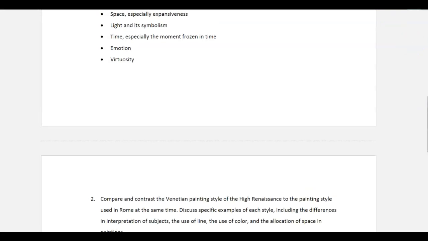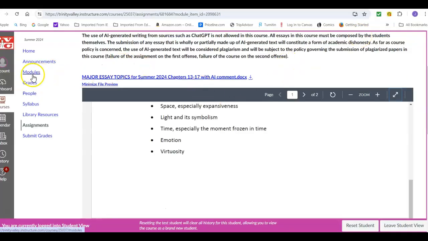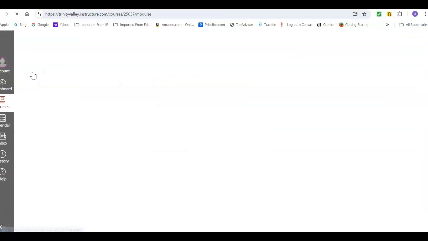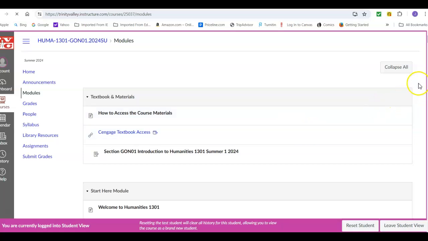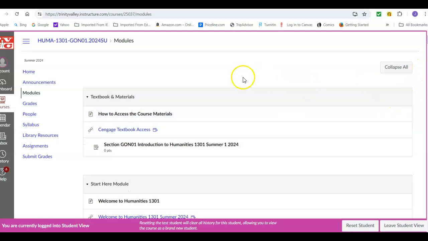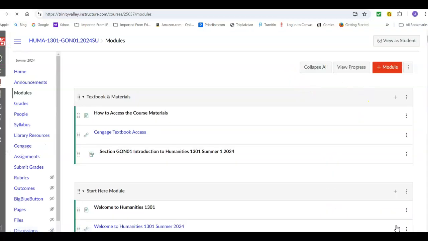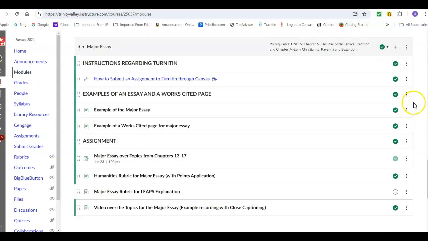Now let me lower this for a moment and go to the module and show you the example essay. And I'm going to leave the student view, I hope. Yeah, there we go. All right. So this is the example essay.